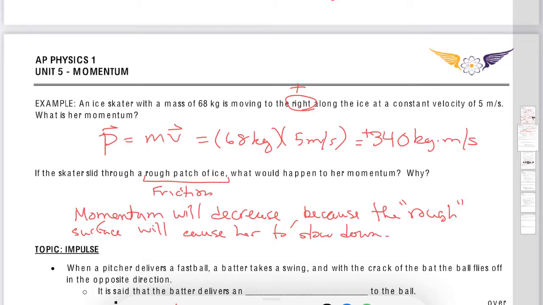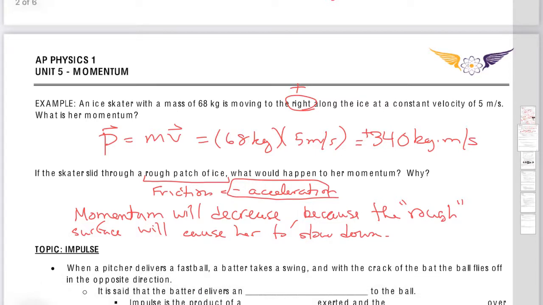And I say her, but I mean it could be him. Ice skaters can be anybody. Because the friction will cause a negative acceleration, and that's the reasoning behind her slowing down when hitting the rough patch.